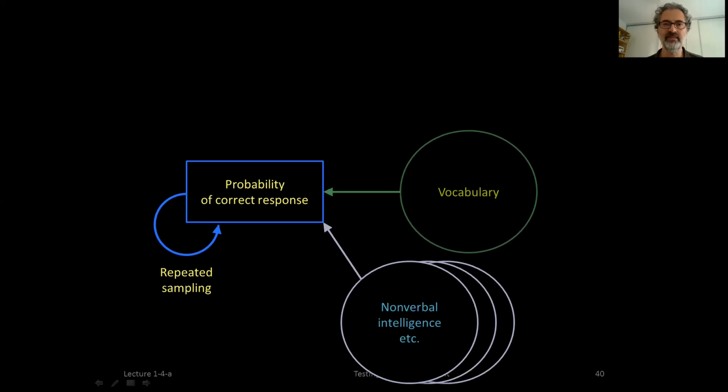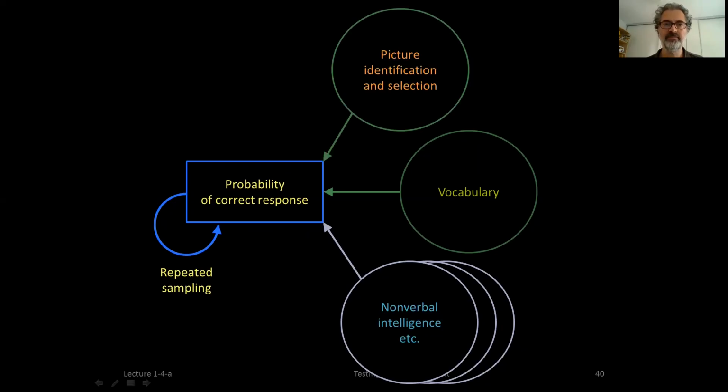The fact that this is a test of picture selection means that how well you can see, well, obviously you have to be able to see, and how well you can recognize and identify and select pictures will also affect the probability of replying correctly. And indeed, if you have difficulty with categorizing pictures, this might be the cause of an incorrect response, or the cause of increased stress levels, or the cause of mental effort that will diminish your ability to dip into your vocabulary and think about it correctly.